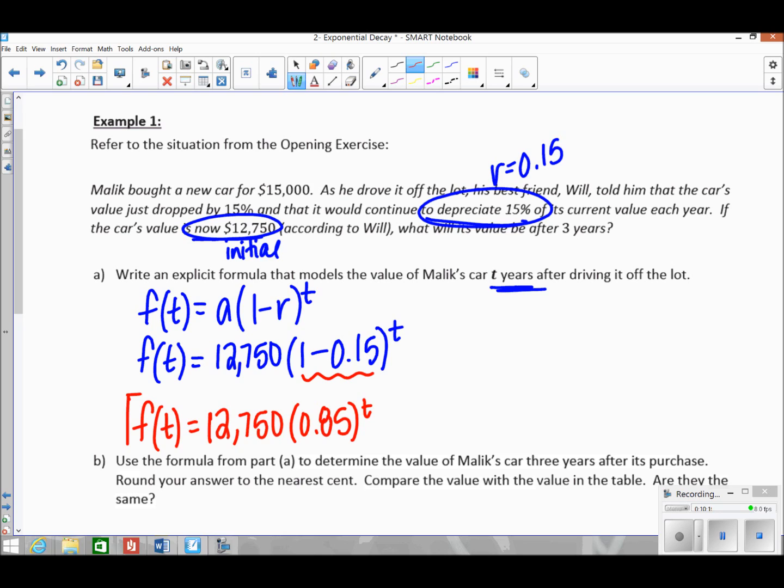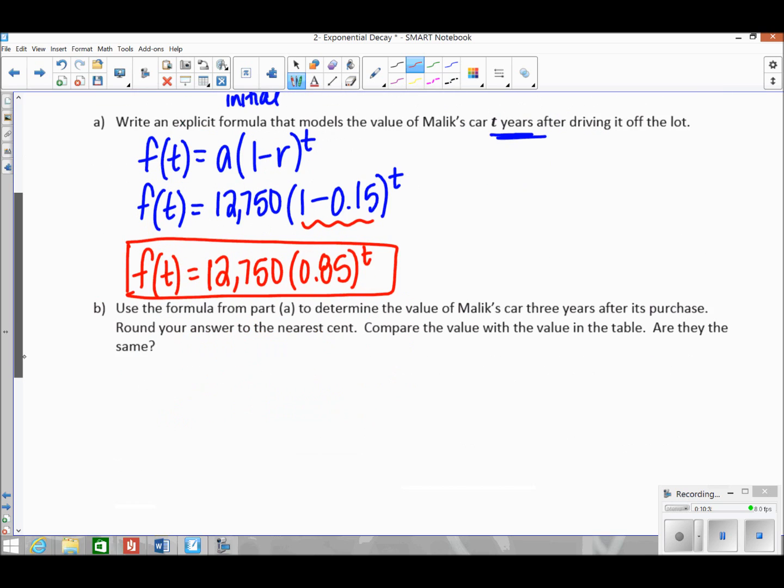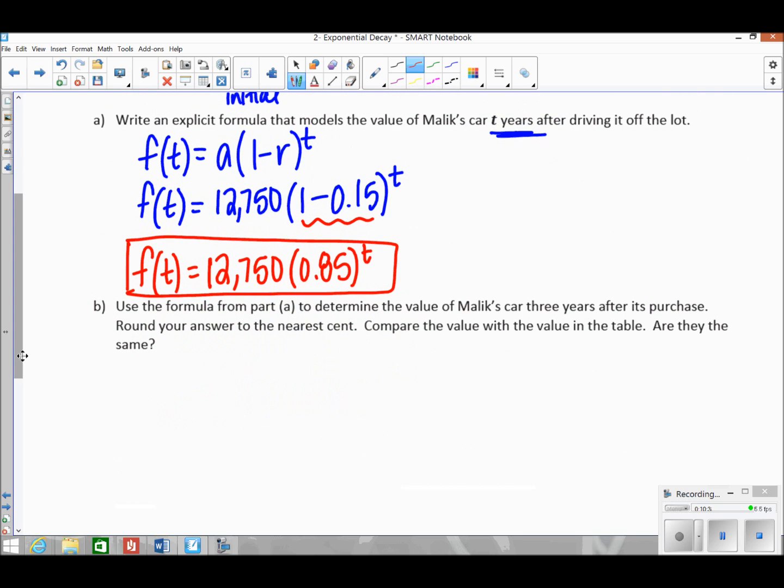And if you remember, what I talked about on the last page is that this is in that factor form. This is in the percent formula. This is the factor formula. So the only difference is we actually subtract, and now we got the factor. So the factor of decay is 0.85. So part B is saying use this formula and let's determine the value of Malik's car after 3 years after its purchase. So that means time is going to equal 3. And round your answer to the nearest cent, so 2 decimal places, and then we're going to compare that value. So I'm going to plug 3 in for t, so I'm using this formula here.